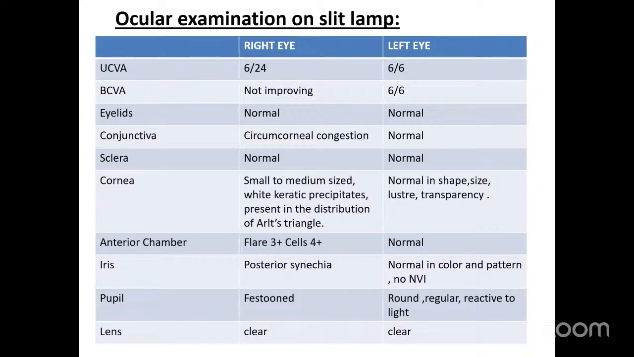Ocular examination on slit lamp. Right eye examination. The uncorrected visual acuity was 6 by 24, which was not improving on any addition. The eyelids were normal. Conjunctiva showed circumcorneal congestion. Sclera was normal, and the cornea showed small to medium sized white keratic precipitates present in the distribution of Arlt's triangle. Anterior chamber showed flares 3 plus and cells 4 plus. In the iris, there was a presence of posterior synechia. Pupil was festoon shaped and the lens was clear.